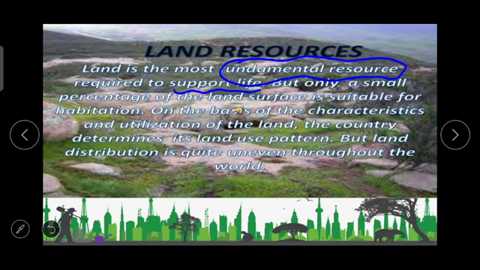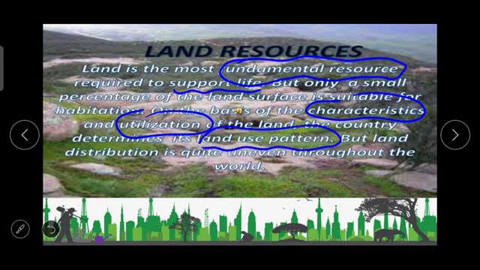And on the basis of the characteristics and utilization, two things are important: characteristics and utilization of the land, the country determines its land use pattern. But land distribution is quite uneven throughout the world. It is not the same everywhere. So land is an invaluable resource.